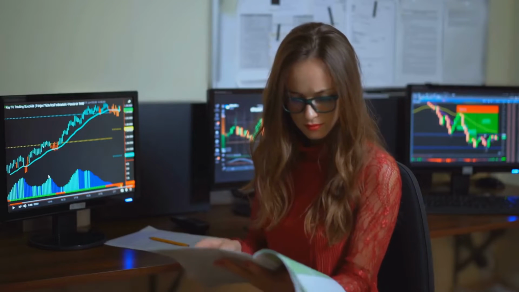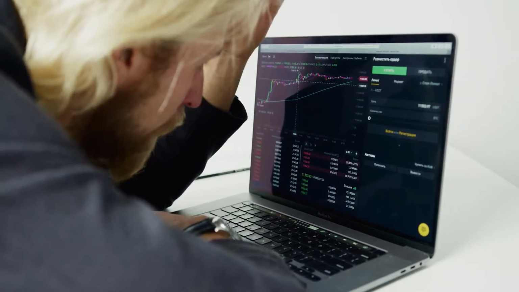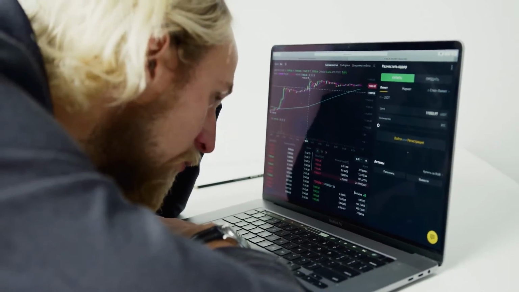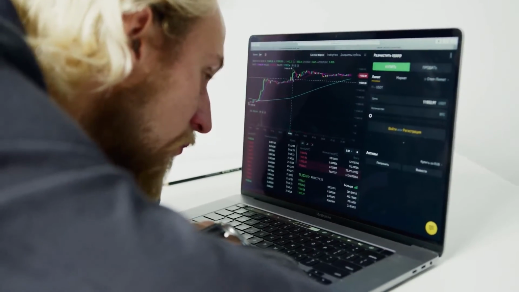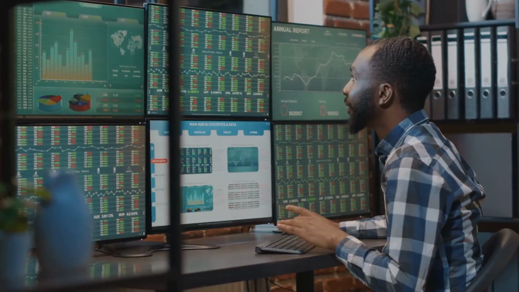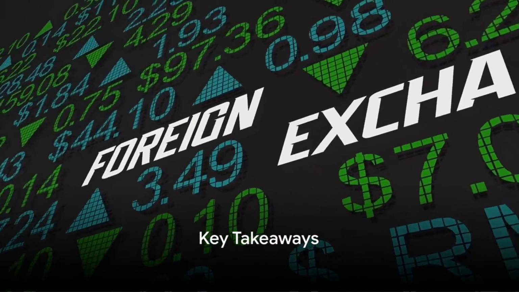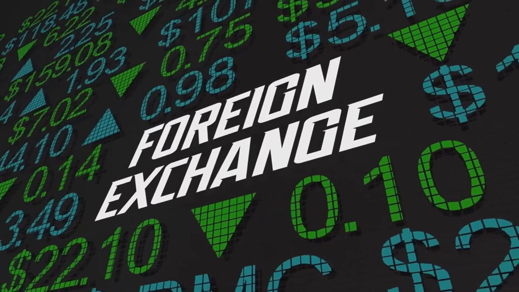Remember, successful trading isn't just about making profitable trades. It's also about minimizing losses. And avoiding these common mistakes is a big step in that direction. By avoiding these common mistakes, you can increase your chances of successful trades. Before we wrap up, let's revisit the key points about trading wedge chart patterns.